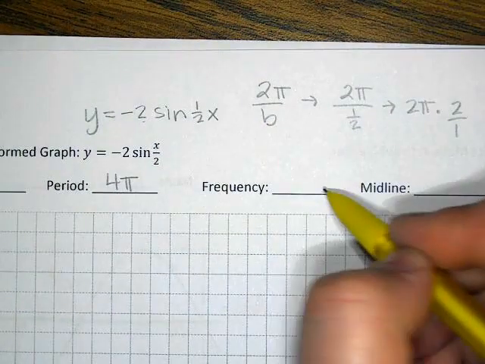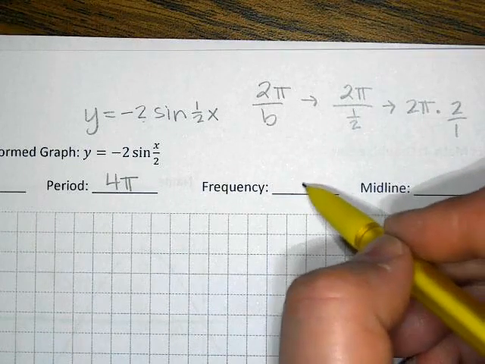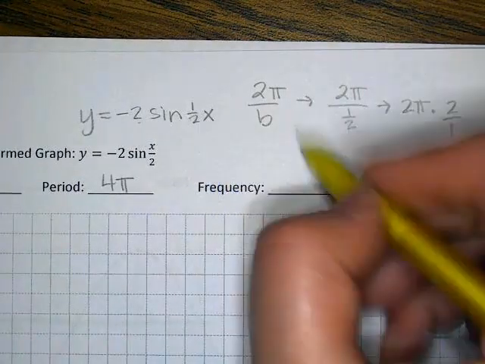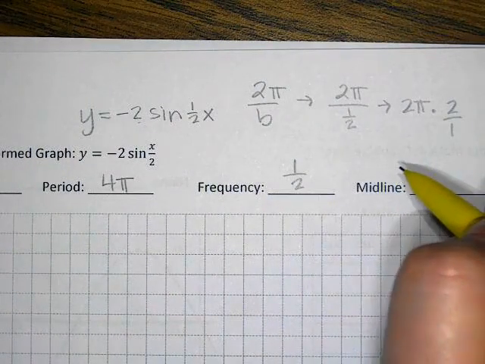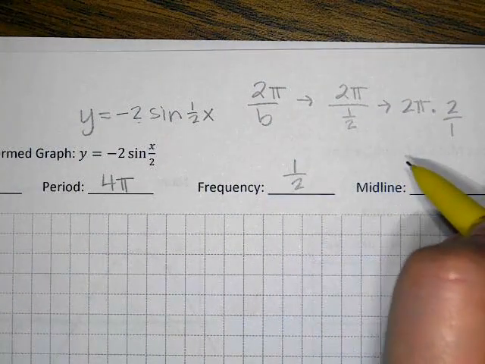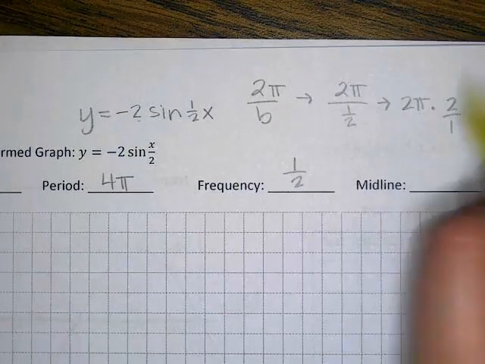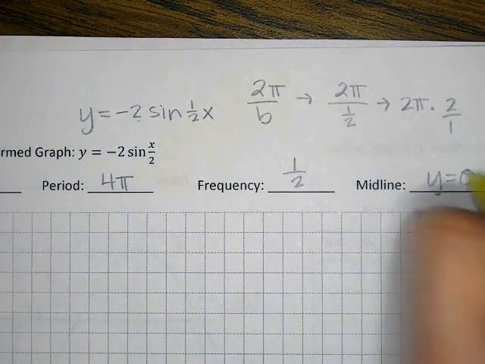So from 0 to 2 pi, we're only going to get half of the wave. We're not even going to get the full thing. The midline, again, is going to be y equals 0. This graph is not shifting up. It's not shifting down. It's going to be right in the middle. So I'm going to go ahead and draw my x-axis right in the middle.